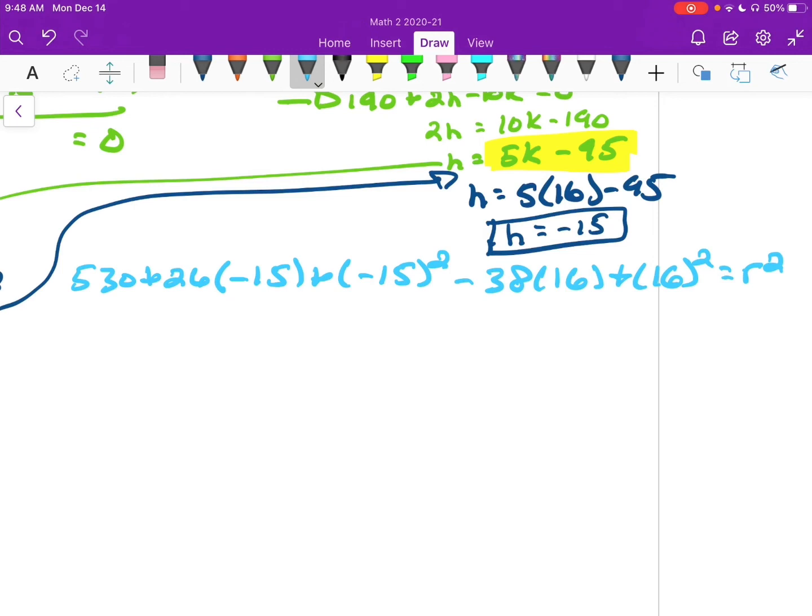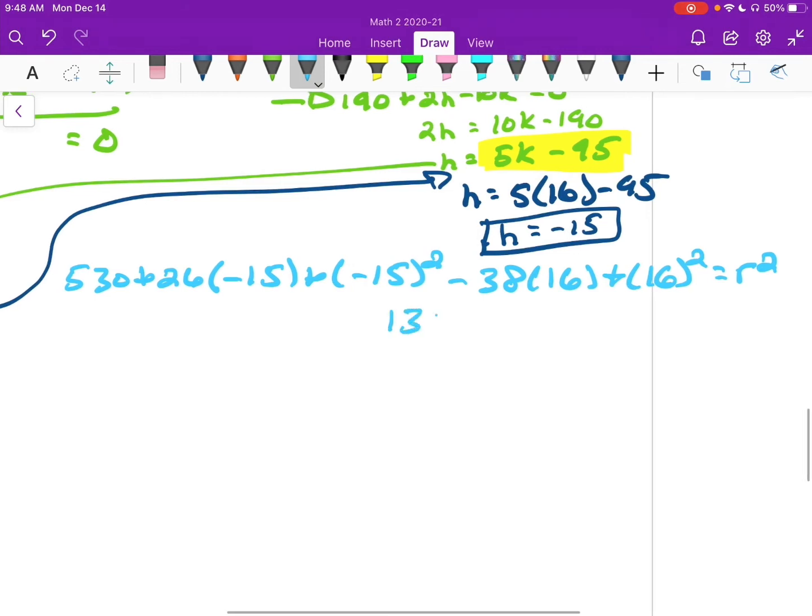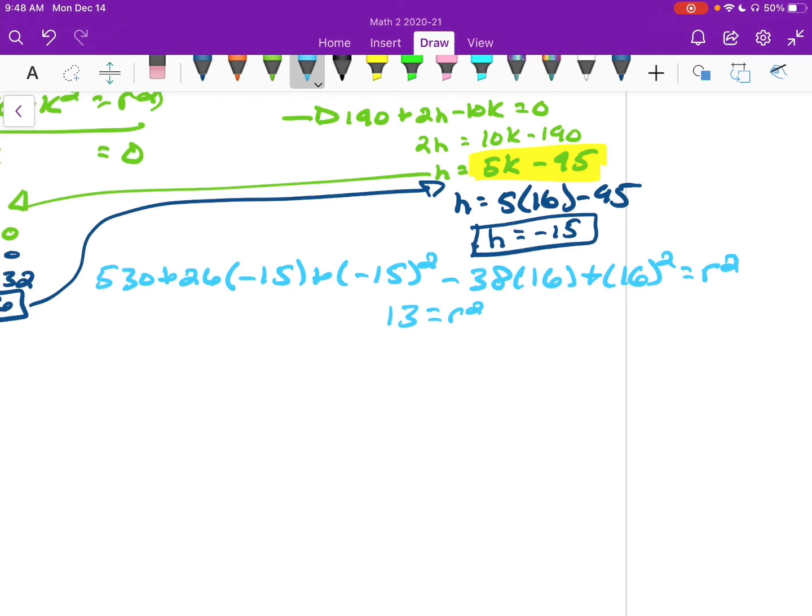So 530 plus 26, parenthesis negative 15, plus 15 squared, minus 38 times 16, plus 16 squared. This gives me 13. And if you remember on the previous page, CUDA will always list it as r squared in there, so I'm not even going to do my root there. I'm just going to leave it like that.